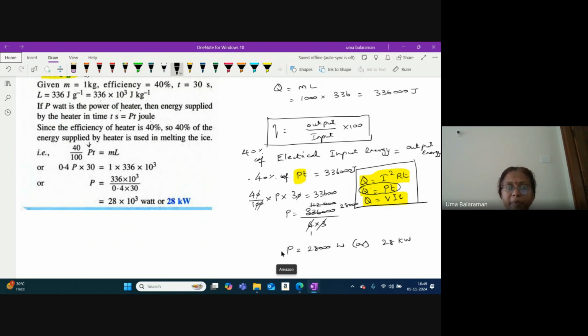Efficiency of heater is 40% only. So 40% of the energy supplied by the heater is used in melting the ice. See, they have given nice wordings. If P watt is the power of the heater, energy supplied by the heater in T seconds is PT joules. Efficiency is 40% only. So 40% of PT is 336000. Are you able to follow?